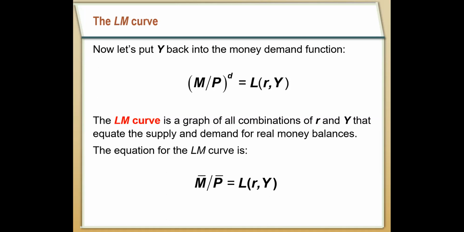And so to keep everything straight, the IS curve is really just the equilibrium of the goods market. It's just the goods side of the economy. The LM curve is just the money market. It's just the money supply and money demand. And so we can graph the LM curve from the theory of liquidity preference pretty easily.